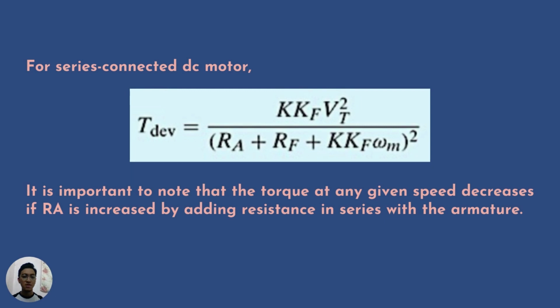And last but not least, for the series connected DC motor, torque developed equals K Kf Vt squared divided by (Ra plus Rf plus K Kf omega m) squared. It is important to note that the torque at any given speed decreases if Ra is increased by adding resistance in series with the armature. That's all from me. Thank you.